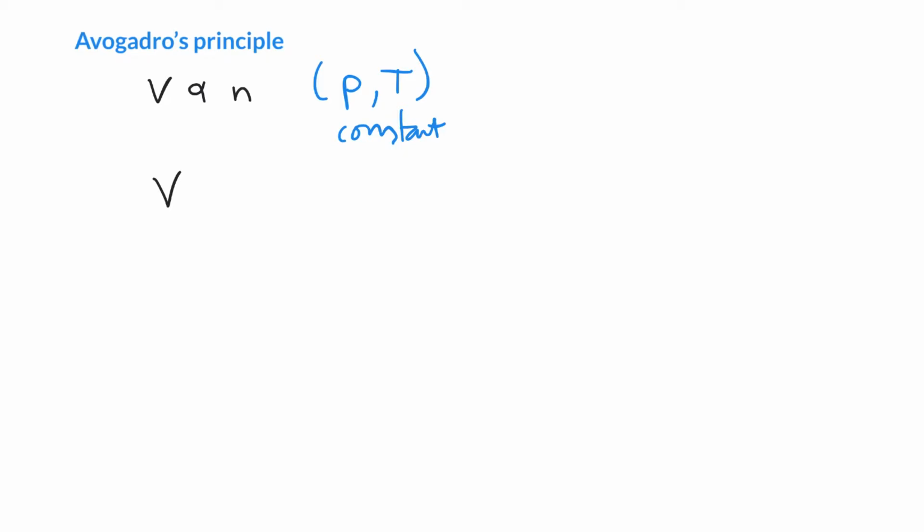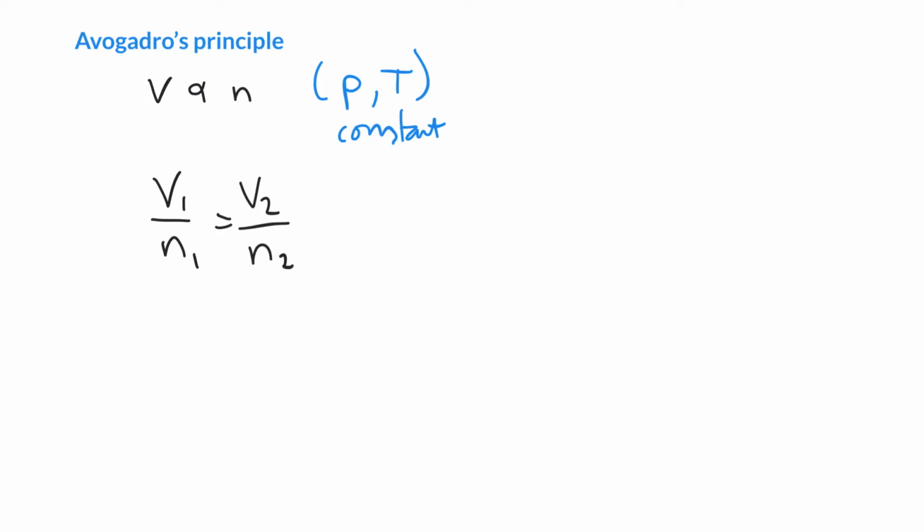So we can divide volume by the number of moles, and we can compare before to after. So volume over moles before is volume over moles after. And we can see how this applies to cars or trucks, actually.